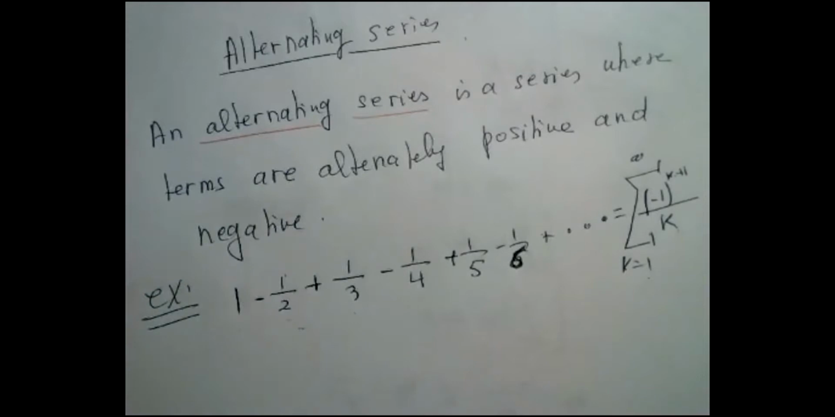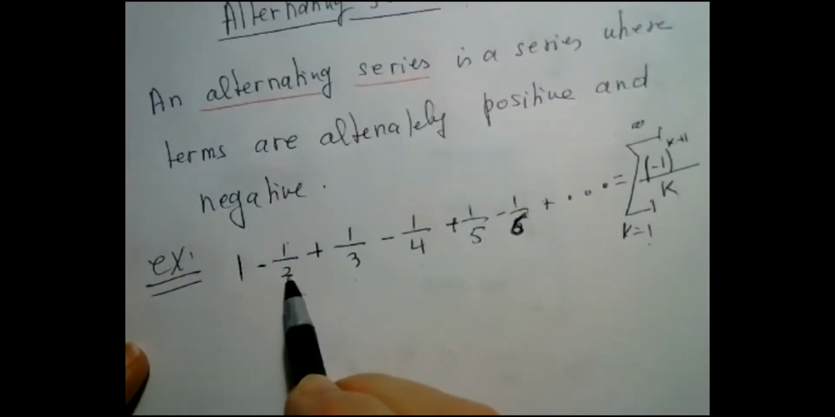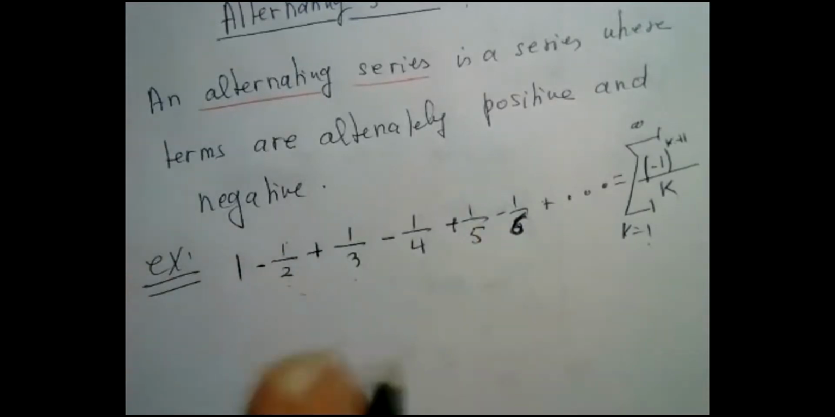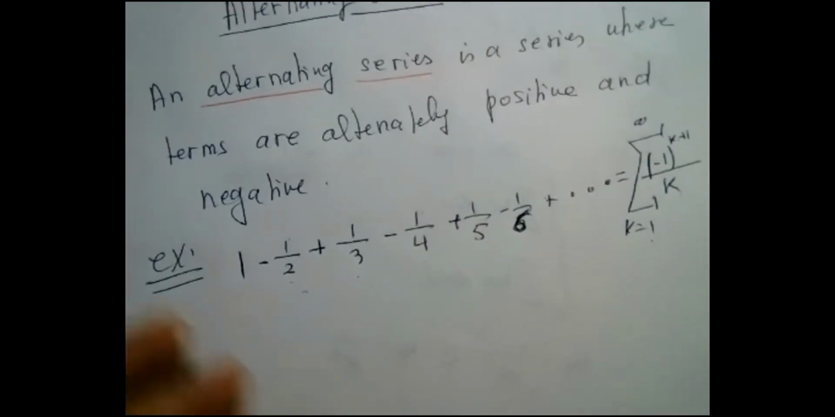All right, so that's an example of an alternating series. So terms we add, then we take away some, then we add, then we take away, then we add. So it's very different than series with positive terms, where the partial sum keeps growing because we're always adding positive terms.